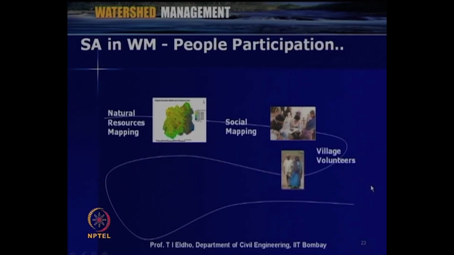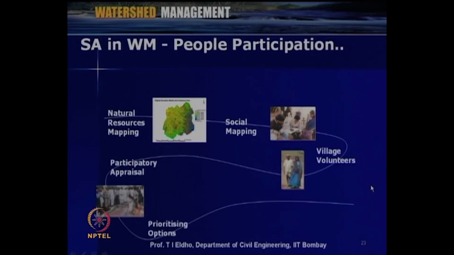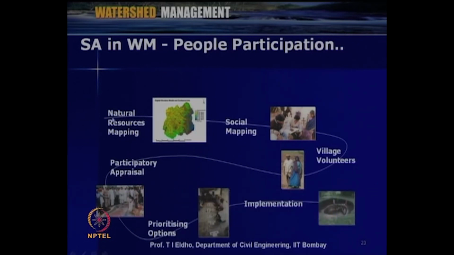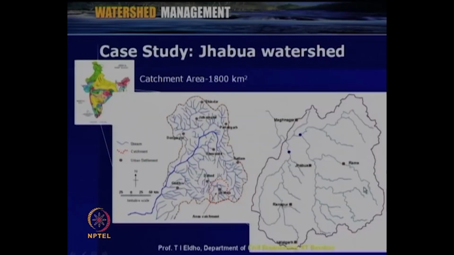As we already discussed, people can participate at various levels as listed here. It can be natural resource mapping to collect various data, and social mapping, such as the population of the area and their socio-economic aspects. Then village volunteers can be there to implement the project, we can meet with the people, and a participatory appraisal can be done. We can prioritize the options and then go for the implementations. So, whatever we have seen is the stakeholder analysis and people participation.